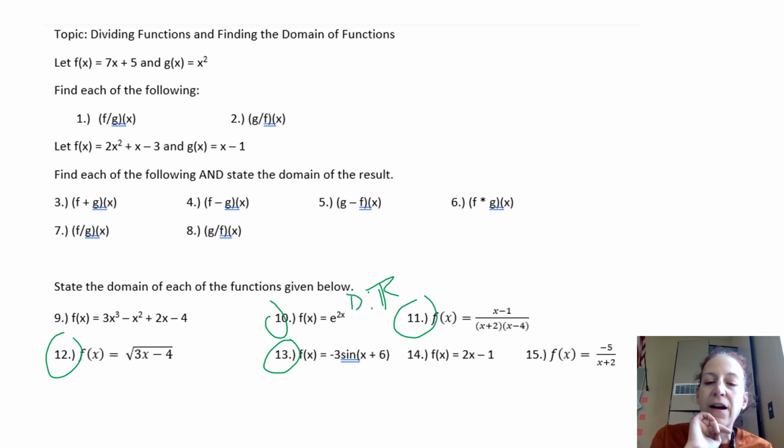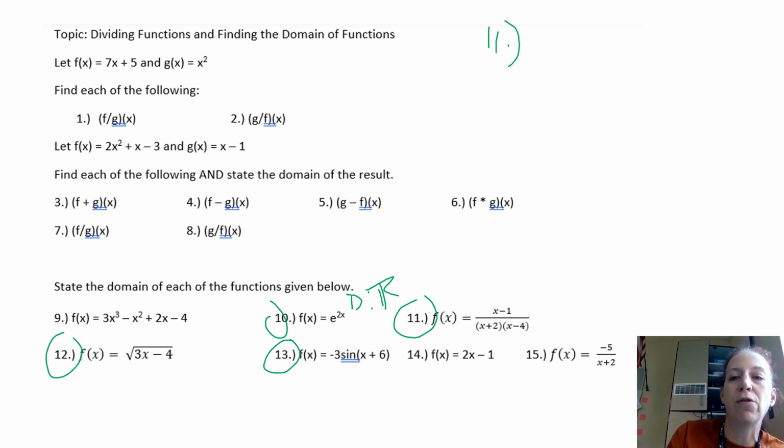Number 11, is this a fraction? And you have to answer yes. And so as soon as you answer yes, then what you want to think of is, okay, what is it about a fraction that restricts stuff? And it's that you can't divide by 0. So you have x minus 1 on the top, but you can't have a 0 on the bottom. So whatever that denominator is, it cannot be equal to 0.